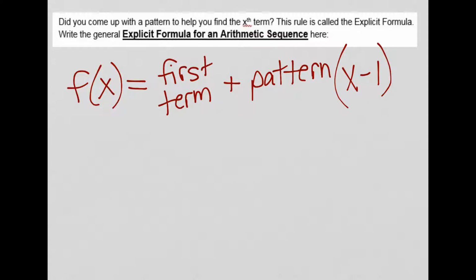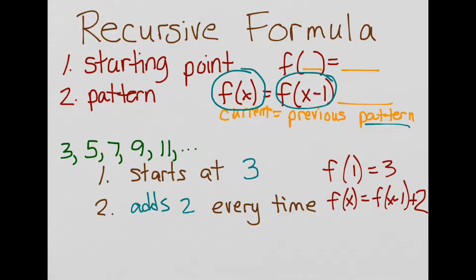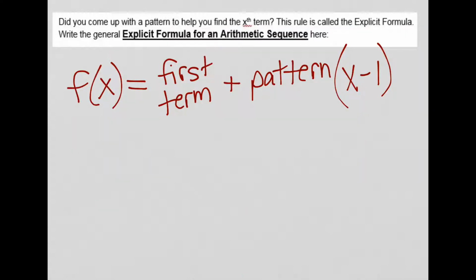So when we did recursive, remember, let's flash back here. What we had to come up with were just these blanks. Where are we going to start? What's the starting point? And what's the pattern? Those 3 things. Well, it should kind of sound the same. We are going to have a first term and a pattern. And then this x minus 1 is to say, well, we didn't add the pattern on the very first one, only after that, the next one we started adding the pattern on. So copy this down. This is your general explicit formula for an arithmetic sequence.